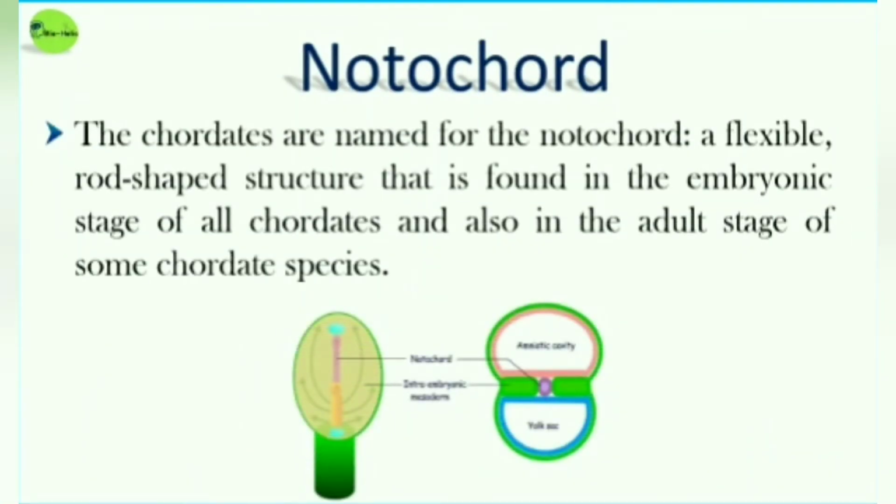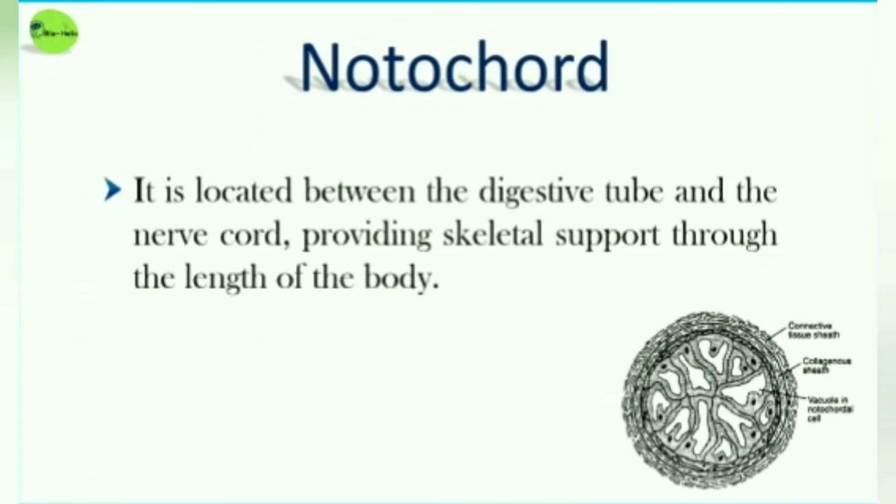At the very first, the notochord. The chordates are named for the notochord, which is a flexible rod-shaped structure, and this is found in the embryonic stage of all chordates and also in the adult stage of some lower chordate species. This notochord is located between the digestive tube and the nerve cord, which provides skeletal support through the length of the body.